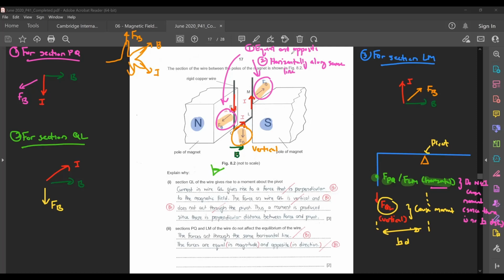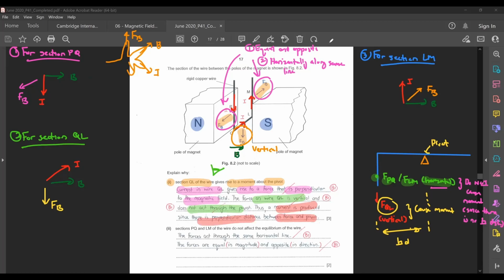All right. So now if you look through the actual question itself under part 1, where you're supposed to explain why section QL of the wire gives rise to a moment about the pivot, you could explain it in this manner. Current in wire QL gives rise to a force that is perpendicular to the magnetic field. The force on wire QL is vertical and does not act through the pivot. Thus, a moment will be produced since there is a perpendicular distance between the force and the pivot.